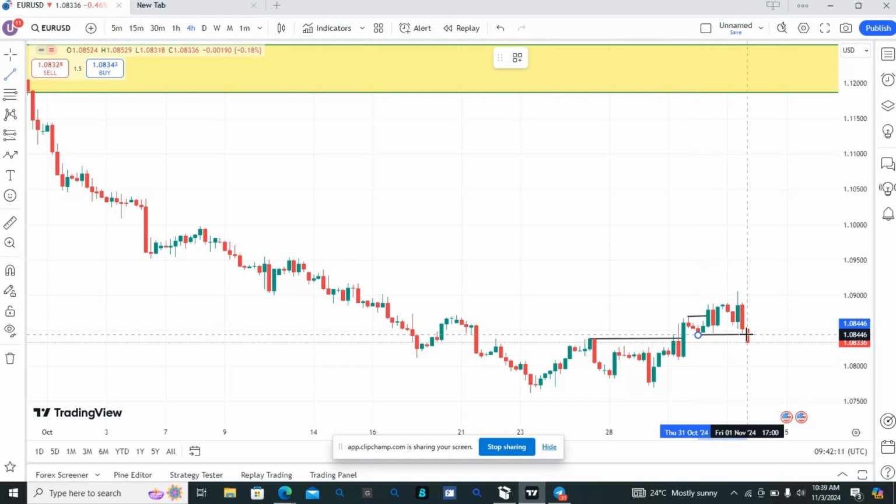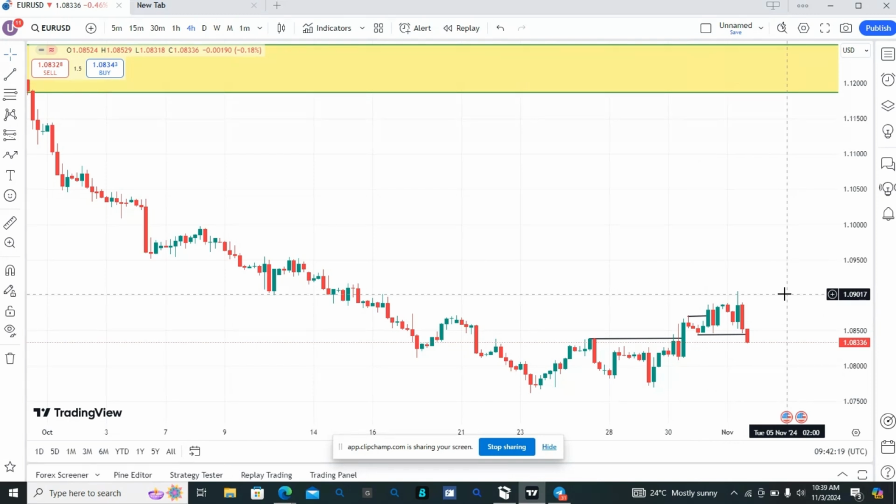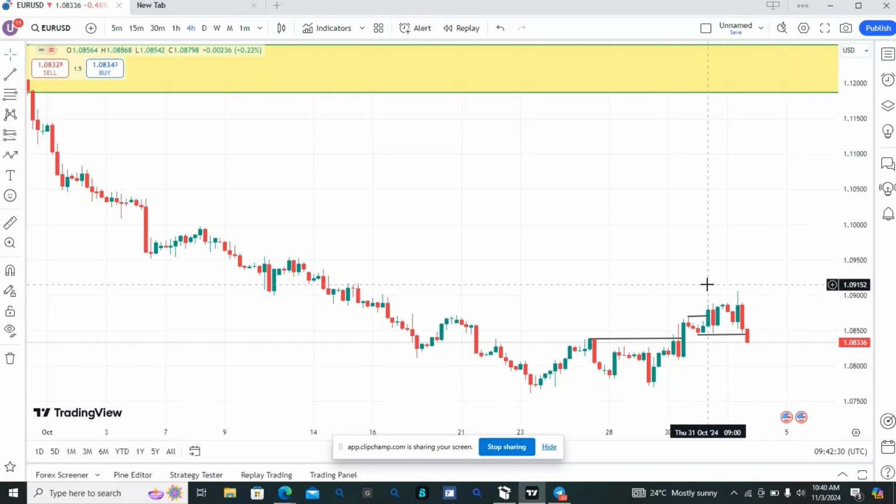Break and close below here. Change character to where? To downtrend. Remember, our weekly zone says that we are coming down. Our daily zone says that we are coming down. But the 4 hour time frame was coming down not until this thing happened here.